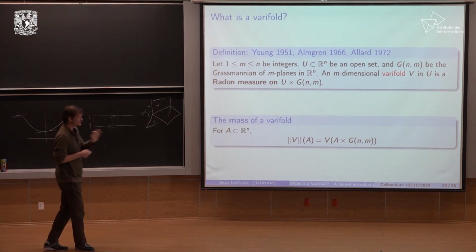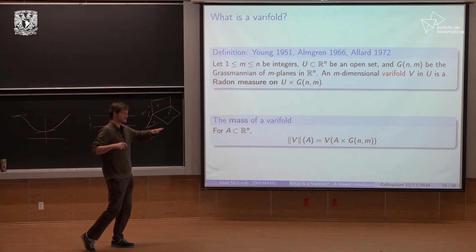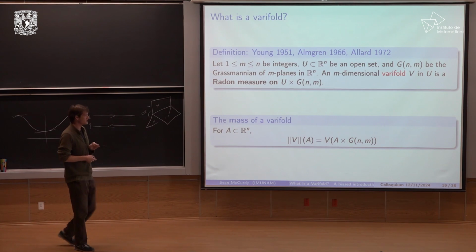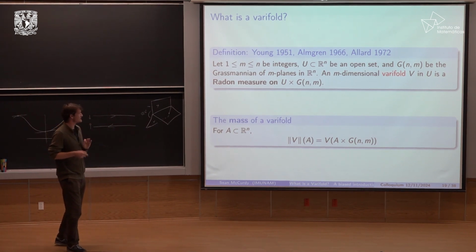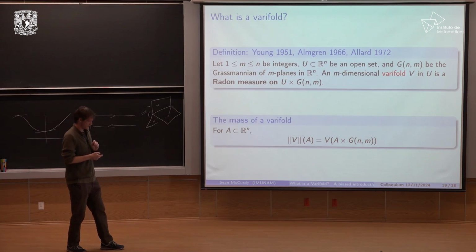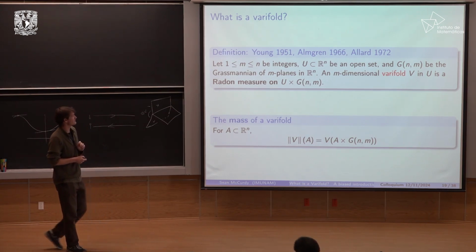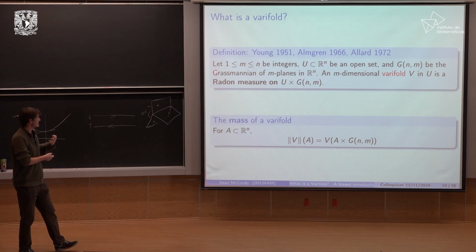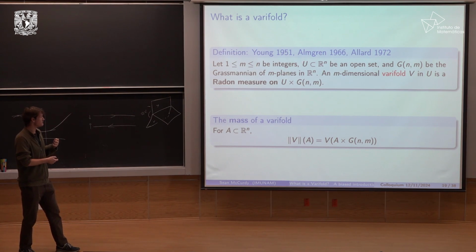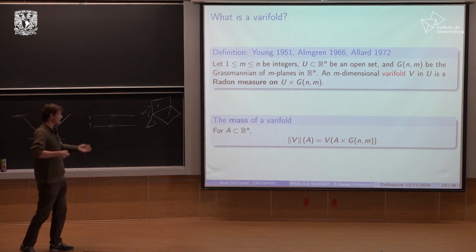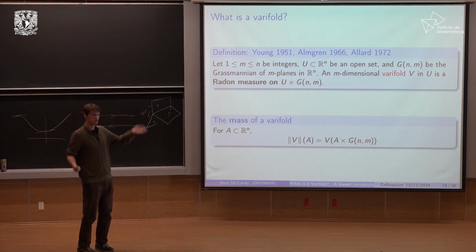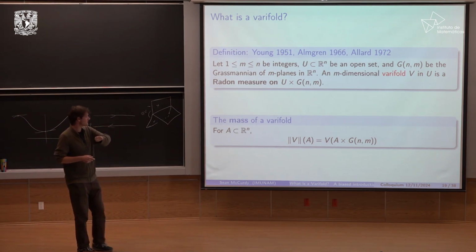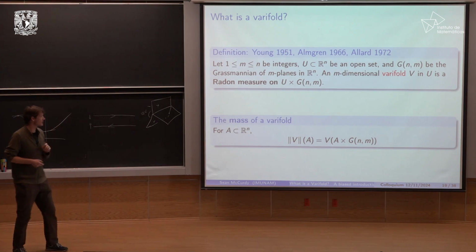Young, in 1951, introduced something he called generalized surfaces, which were then modified slightly by Almgren in '65, '66, and then a very beautiful version of the theory came out in '72 with the work of Allard. And the idea that they were developing is this for varifolds. Letting m and n be integers and letting U be some nice open set in Rn, we're going to let G(n,m) be the Grassmannian of m-planes in Rn. So it's just a nice smooth manifold where each point is a different m-dimensional linear subspace of Rn, right?